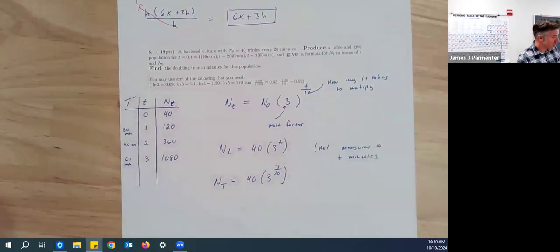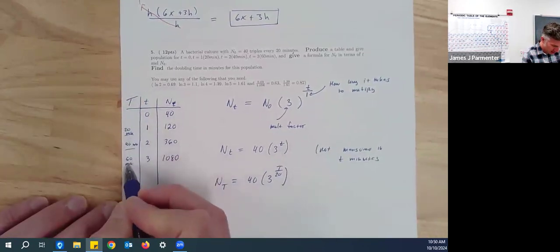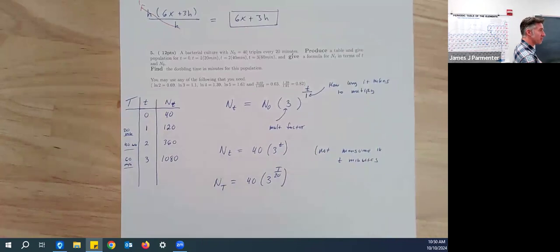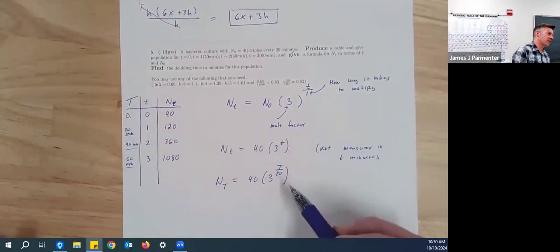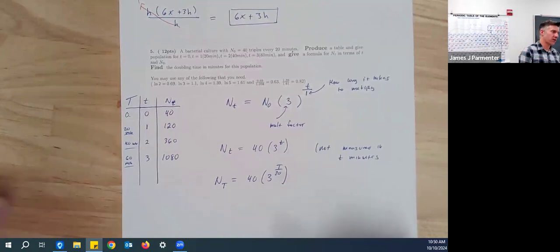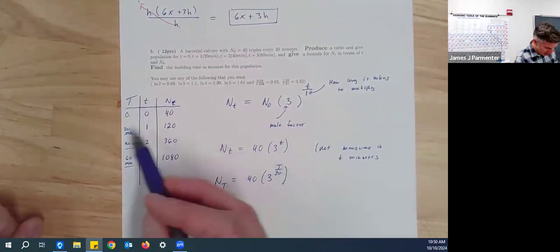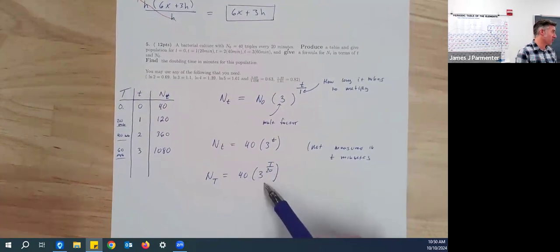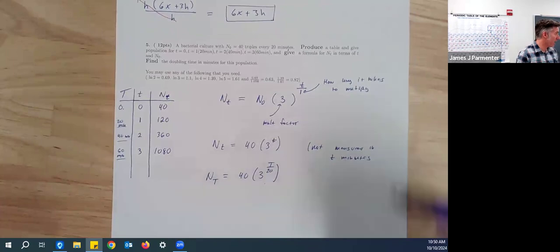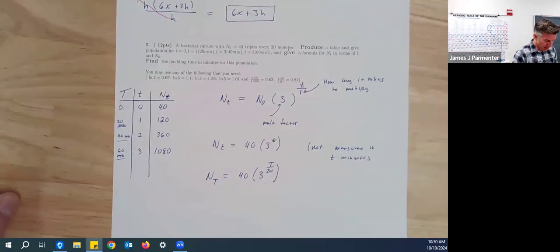And you can check, if you plug in these numbers, you're still going to get the exact same results. I guess I could say 0 as well up here. If you plug in 0, 0 over 20 is 0, 3 to the 0 is 1, 40 times 1 is 40. If you plug in 20 minutes, 20 over 20 is 1, 3 to the 1 is 3, 40 times 3 is 120. So it still works the same way. Really don't like the way this problem's set up.